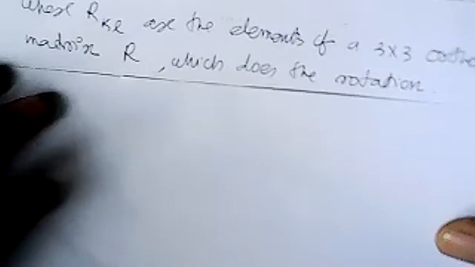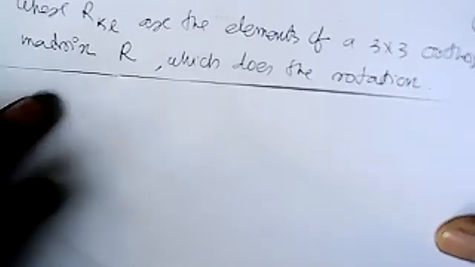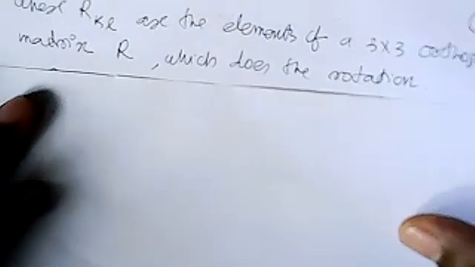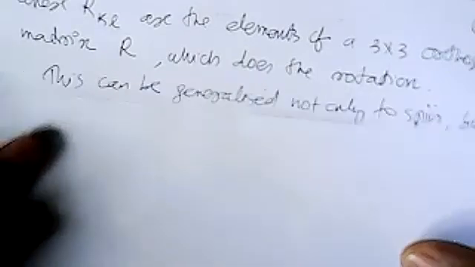Now similarly, what is Rkl? Rkl are the elements of a 3x3 orthogonal matrix R, which does the rotation. Okay, we have found such a matrix earlier. The same matrix we obtain now also for the rotation about Z axis.